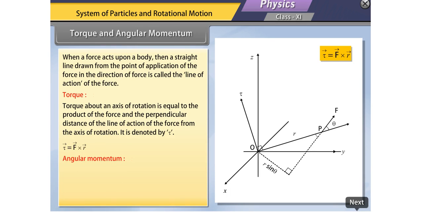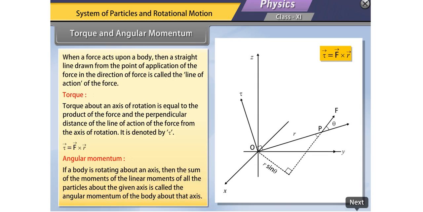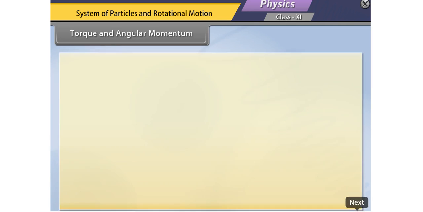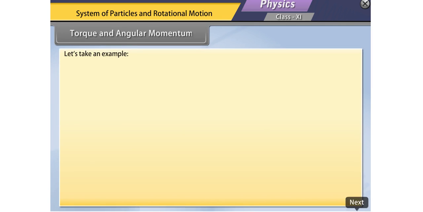Angular momentum. If a body is rotating about an axis, then the sum of the moments of the linear momenta of all the particles about the given axis is called the angular momentum of the body about that axis. Let's take an example.